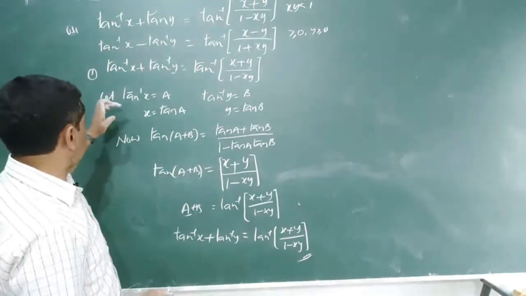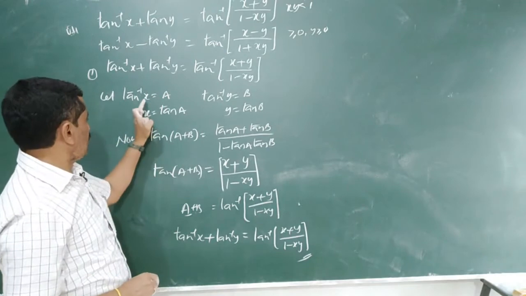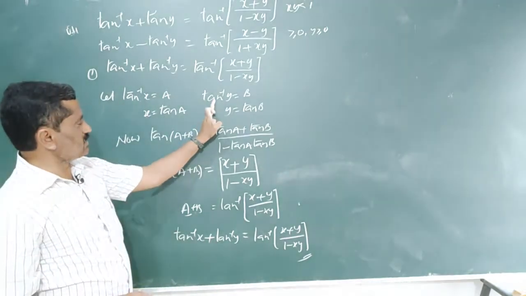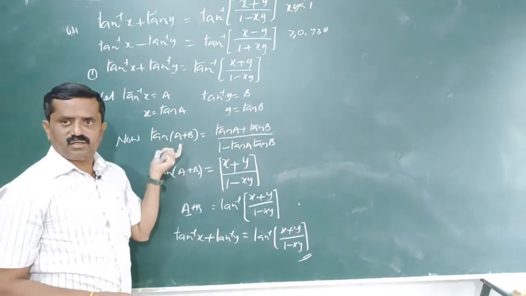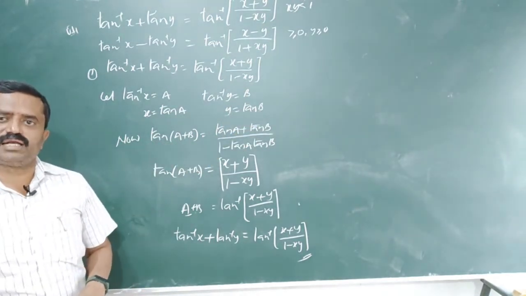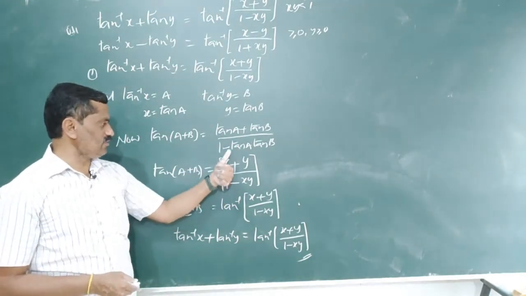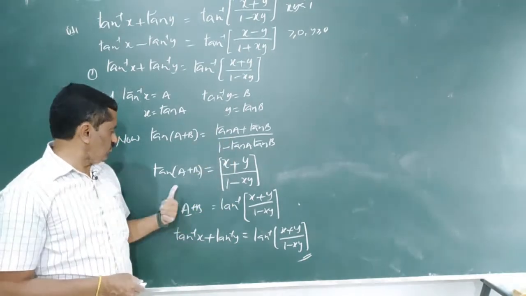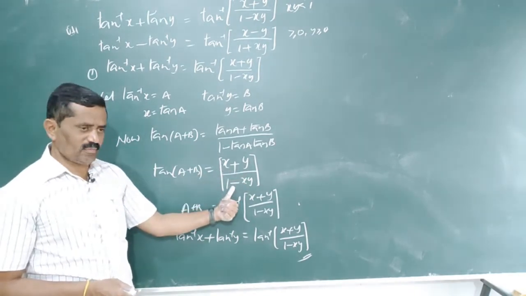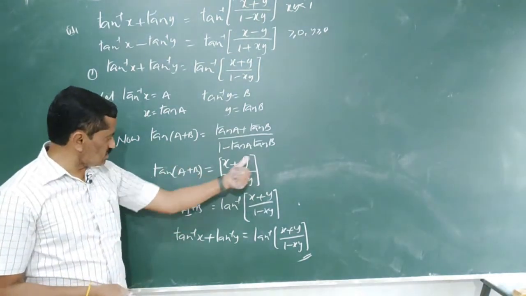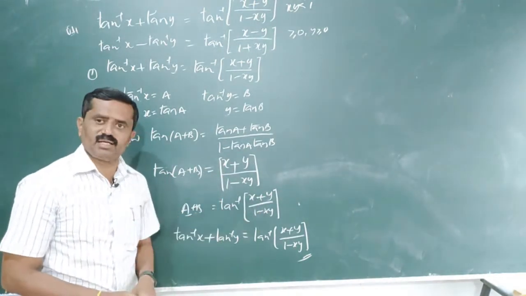Again, put tan inverse of x equal to a. Therefore x is equal to tan a. Similarly, put tan inverse of y equal to b. Therefore y is equal to tan b. Now we have the formula tan of (a plus b) is equal to (tan a plus tan b) divided by (1 minus tan a into tan b). Just substituting the values of tan a and tan b, we have tan of (a plus b) is equal to (x plus y) divided by (1 minus xy). Now bring the tan to RHS. Therefore a plus b is equal to tan inverse of (x plus y) divided by (1 minus xy).